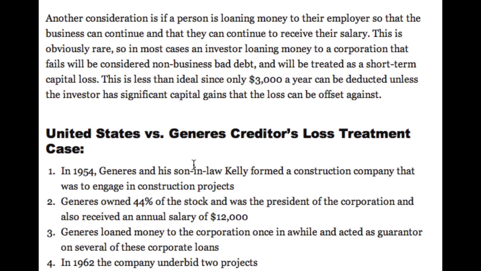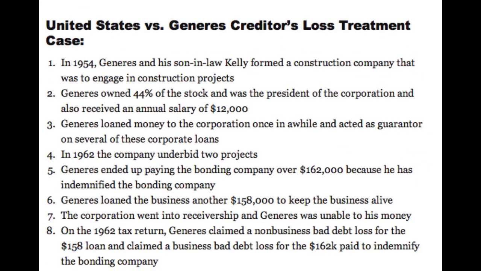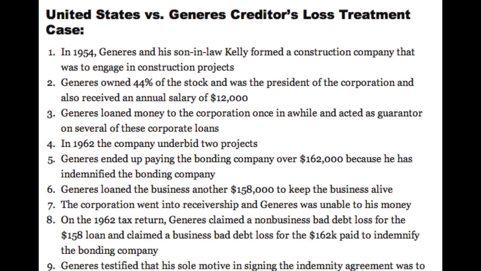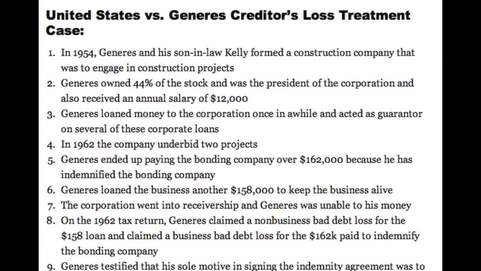So in most cases, an investor is loaning money to a corporation so that the business won't fail, and that will be considered non-business bad debt and will be given short-term capital loss treatment. Now, this isn't ideal for the investor, obviously, since they can only deduct $3,000 a year unless the investor has significant capital gains that the loss can be offset against. Now, one case that deals with this is United States versus Generes, a creditor's loss treatment case.